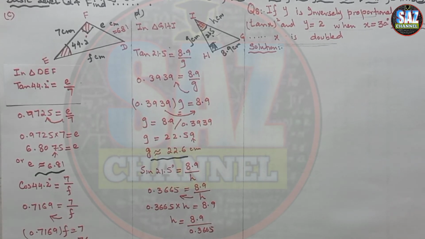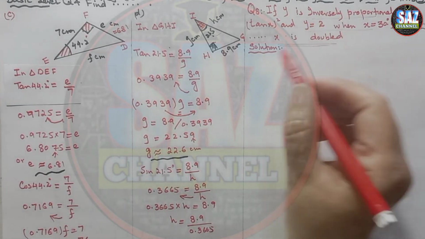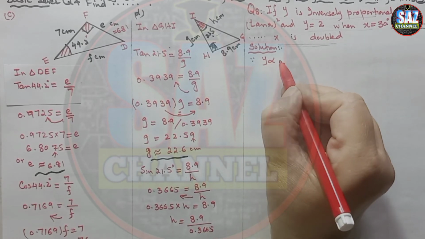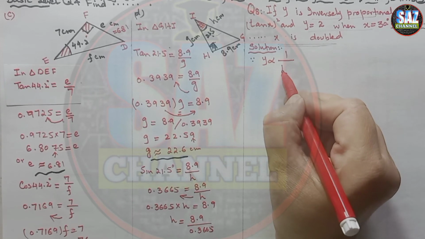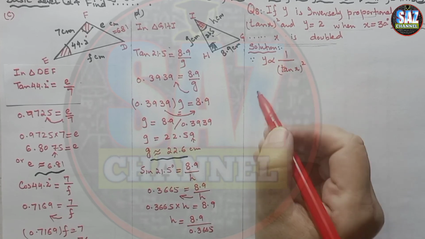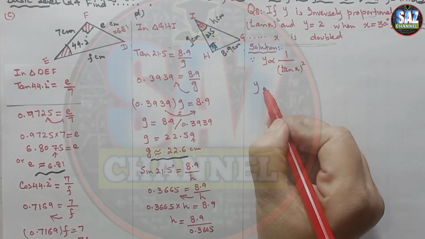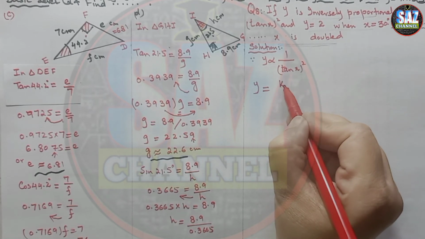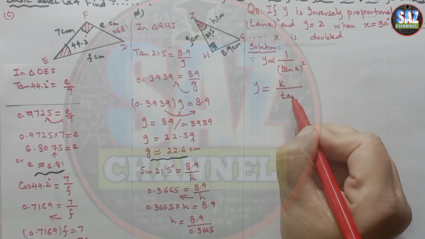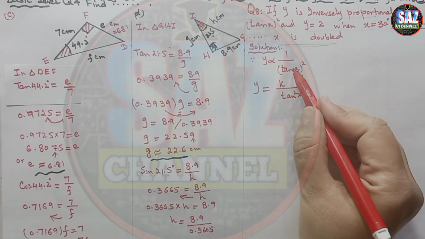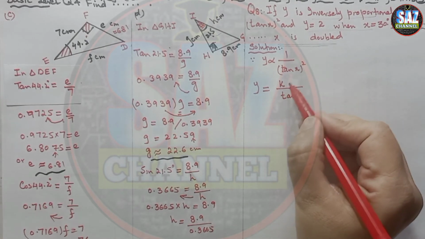Recall the concept of inverse variations, D2 chapter number 1. Because y is inversely proportional to tangent square x, y is inversely proportional to 1 over tangent x whole square. Now we know that when we need to remove this sign of proportionality, we have to put this equal sign: equals k upon tangent square x. Both have the same meaning. This is the other way of writing the same expression, and k is the constant of variation.